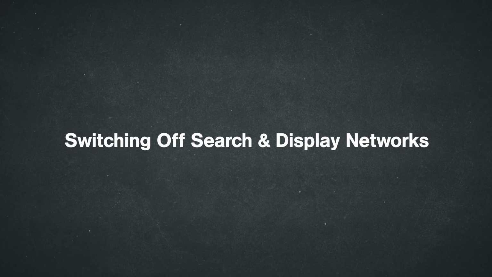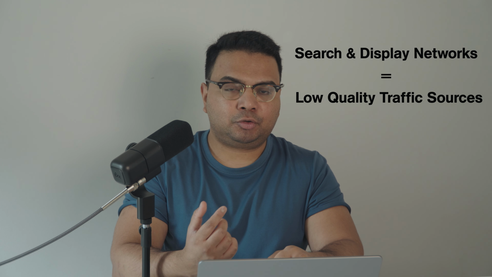Now, the first recommendation I have is at the settings level of your search ad campaigns. And this is going to be switching off the search network and display network. Now, whenever you create a new search ad campaign, Google automatically has these settings switched on already. And what it's going to do is show your ads on very low quality traffic sources, which is going to spend a lot of money but not give you much return for it. So I'd highly recommend you switch these off.